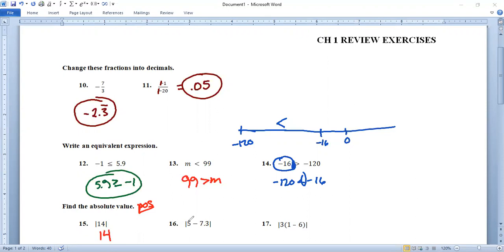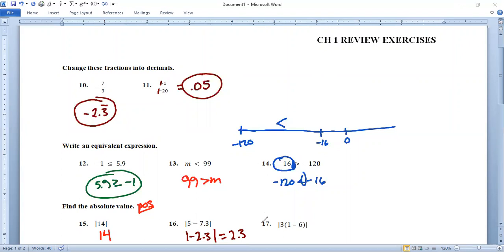Number 16, inside the absolute value first is 5 minus 7.3. We do the subtraction because 5 and 7.3 right now are opposite signs, and that's -2.3. So we get the absolute value of -2.3. Notice you've got to perform these operations. You can't just do the absolute value of 5 and the absolute value of -7.3. So this comes out to be a positive 2.3. Absolute value makes it positive.